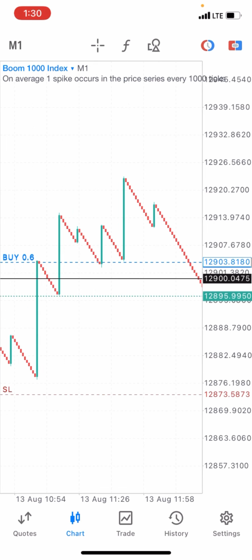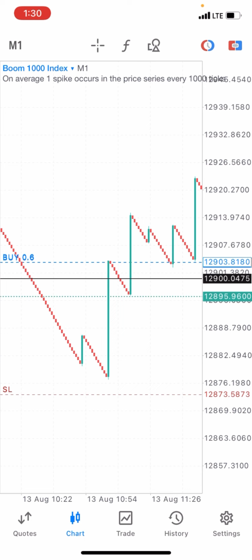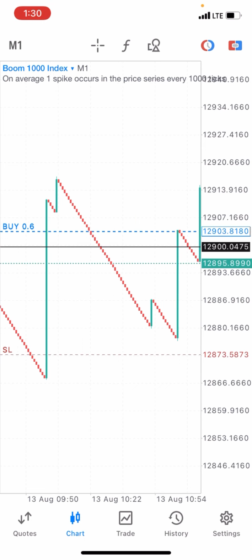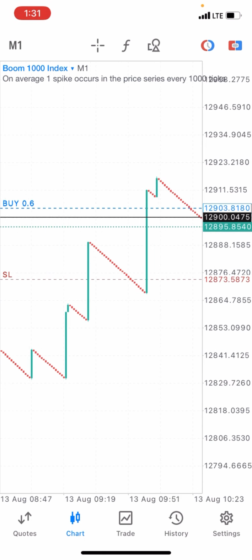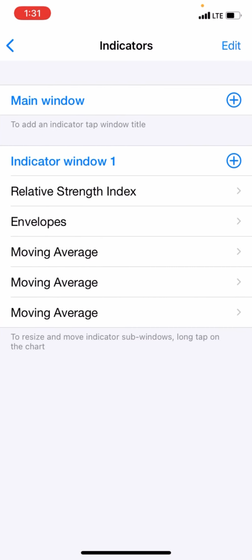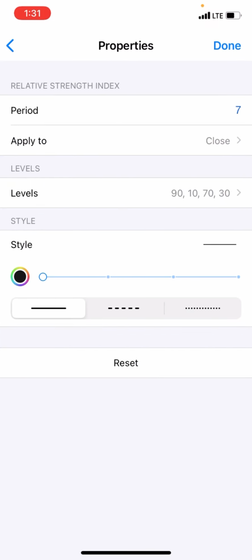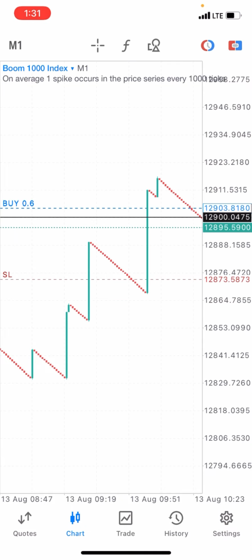But before then, you can just use indicators to further confirm what you have seen. These are the indicator settings I want to show you right now. We'll be needing the relative strength index, so you use period 7, apply to close, levels 90, 10, 70 and 30. You're done with that, you just click done.